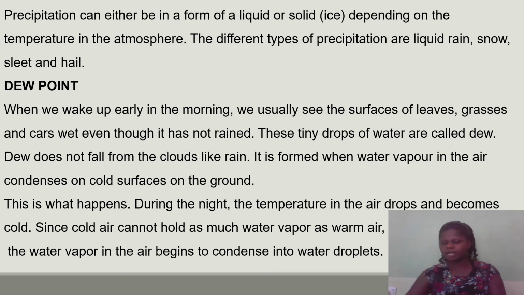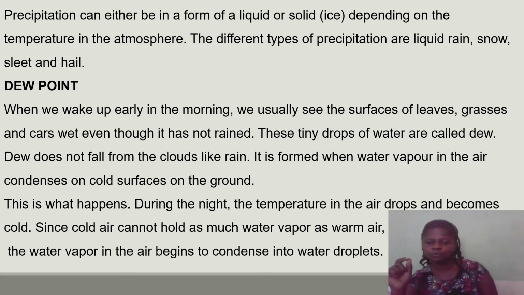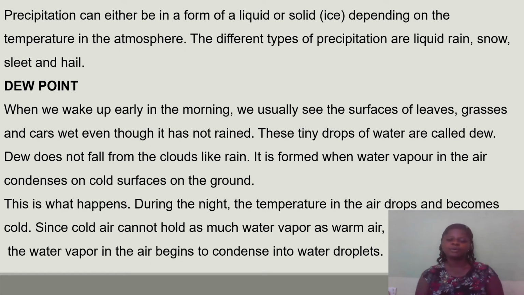Now let's take a look at dew point. So when we wake up in the morning, we usually see the surface of the leaves, grasses and cars wet, even though it has not rained. Okay, these tiny droplets of water are called dew. Dew does not fall from the clouds like rain. It is formed when water vapor in the air condenses on cold surfaces on the ground.